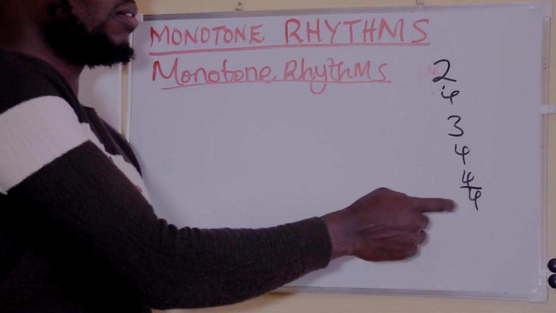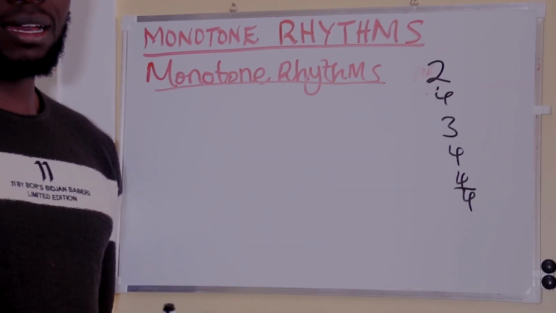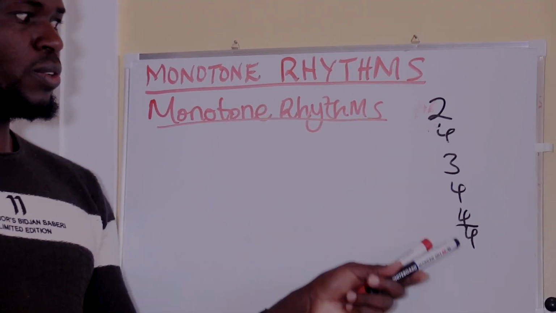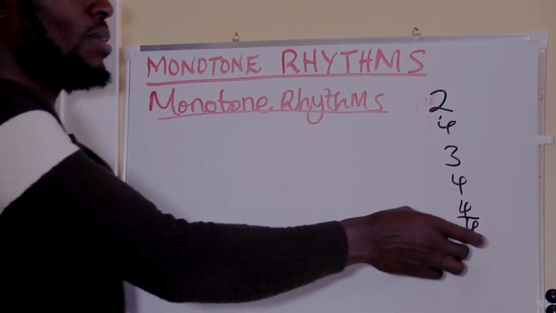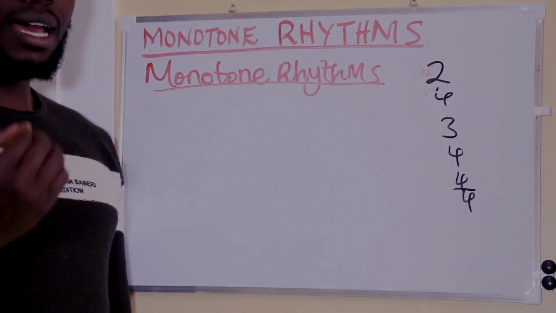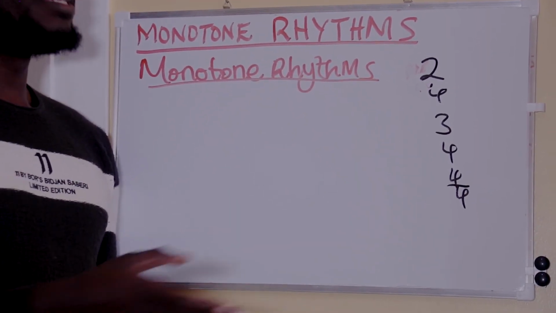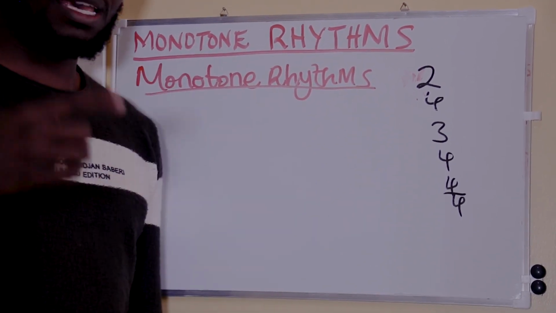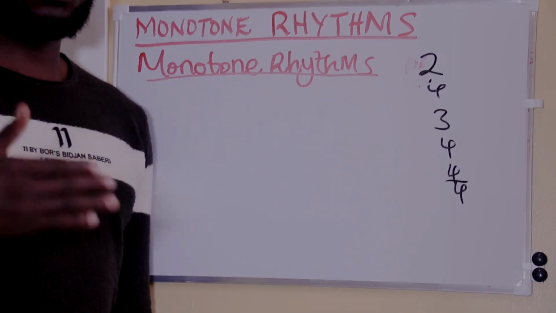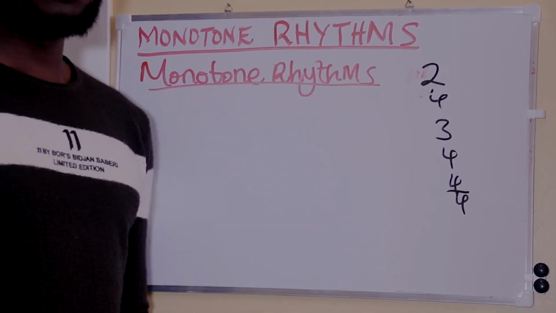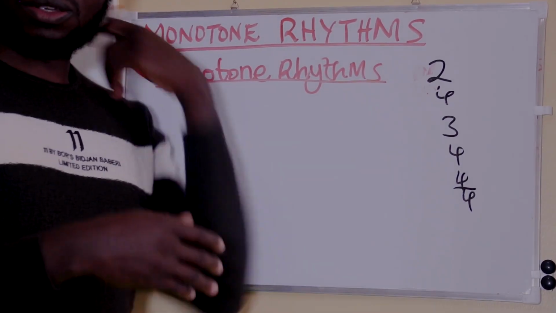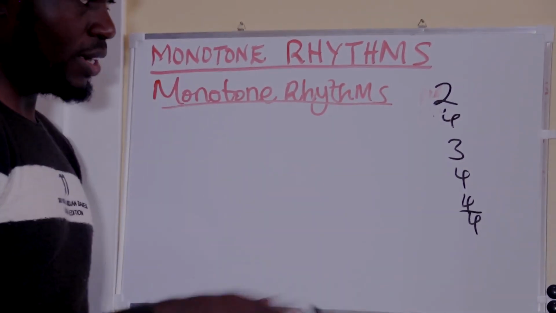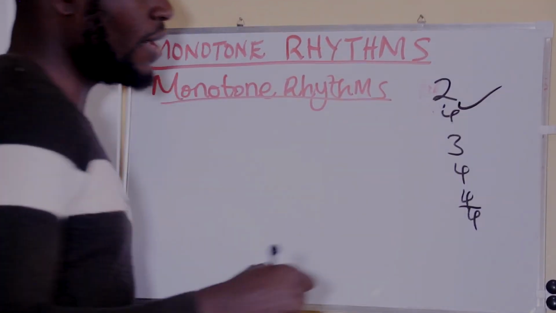These 2/4, 3/4, 4/4 are called simple time signatures. Simple time signature means a time signature where the lower number, which is 4, is divisible by 2. So the first thing to compose a monotone, remember monotone means same beats, same beats, same beats. We are going to use the same beats repeated across all the bars, so all the notes will be the same.